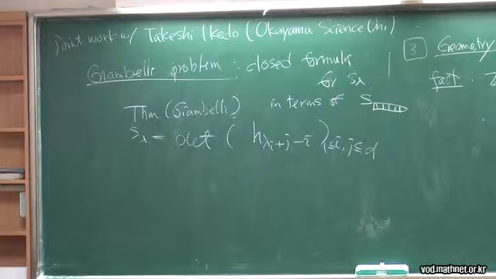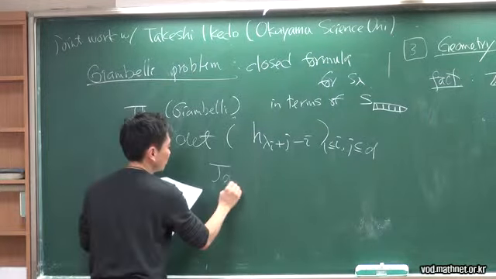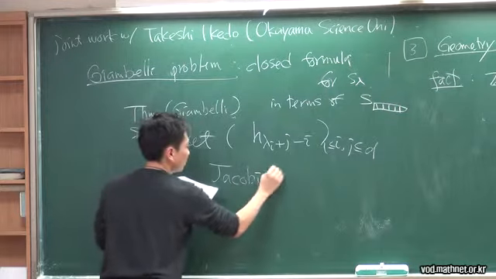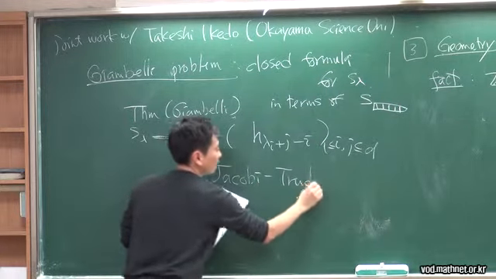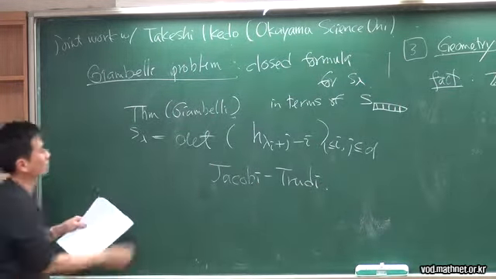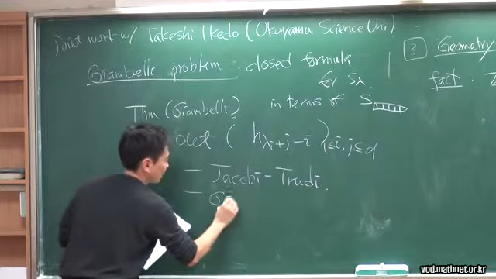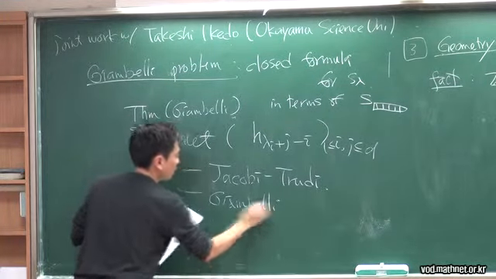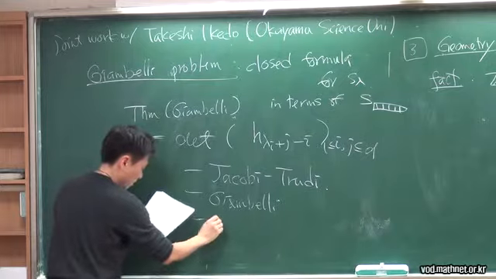And I'm not really sure why this is called Gambelli, because this particular formula is called Jacobi-Trudi. So I don't know, this is Gambelli, or there's also the name Kempf.